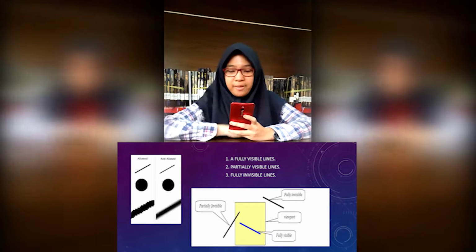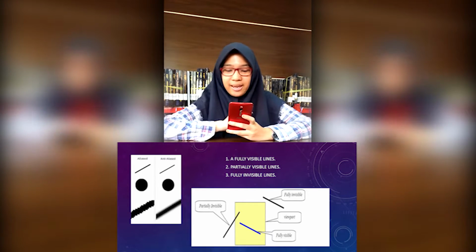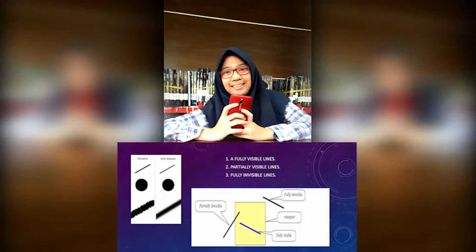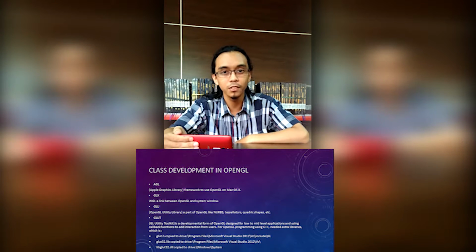There are three types of line. 1. A fully visible line, 2. A partially visible line, and 3. A fully invisible line. Development in OpenGL.